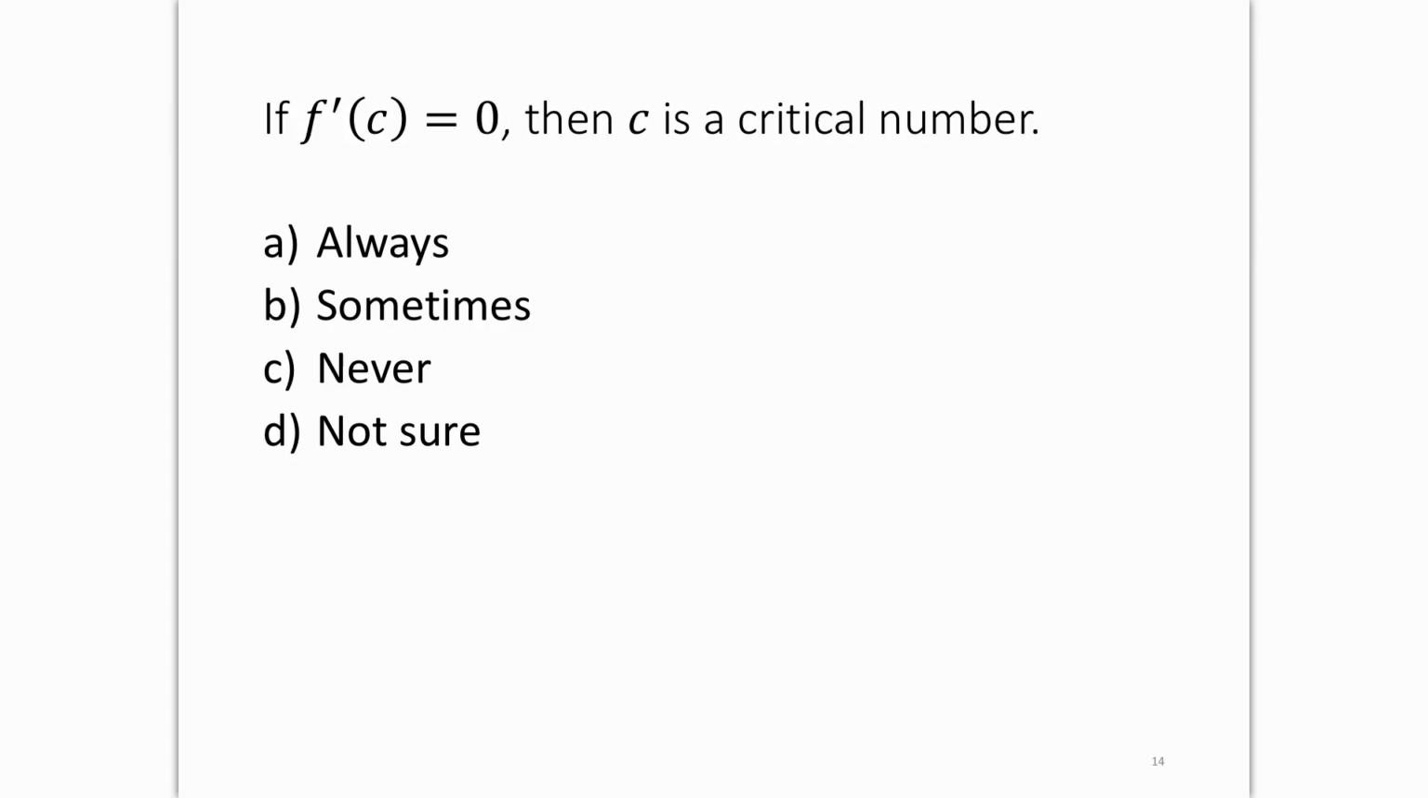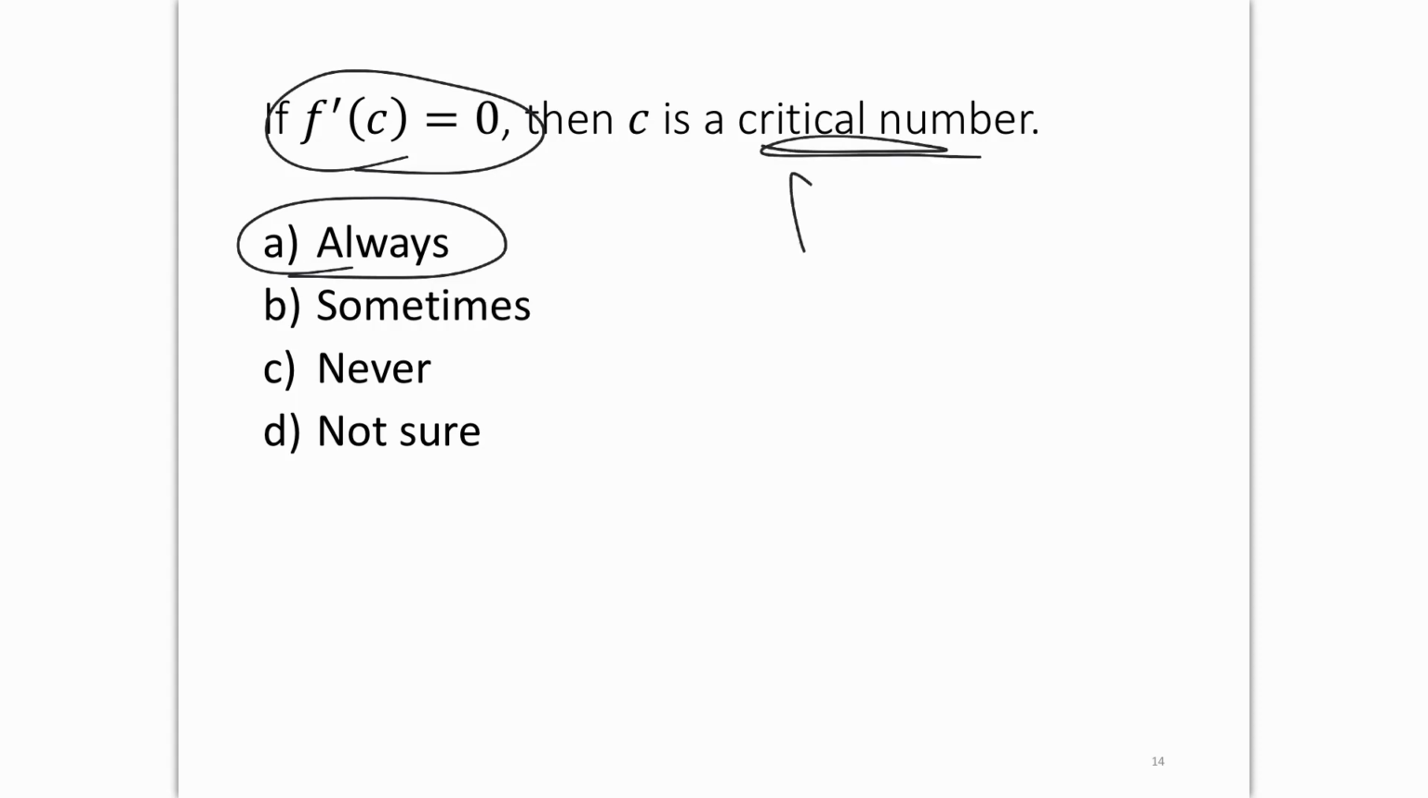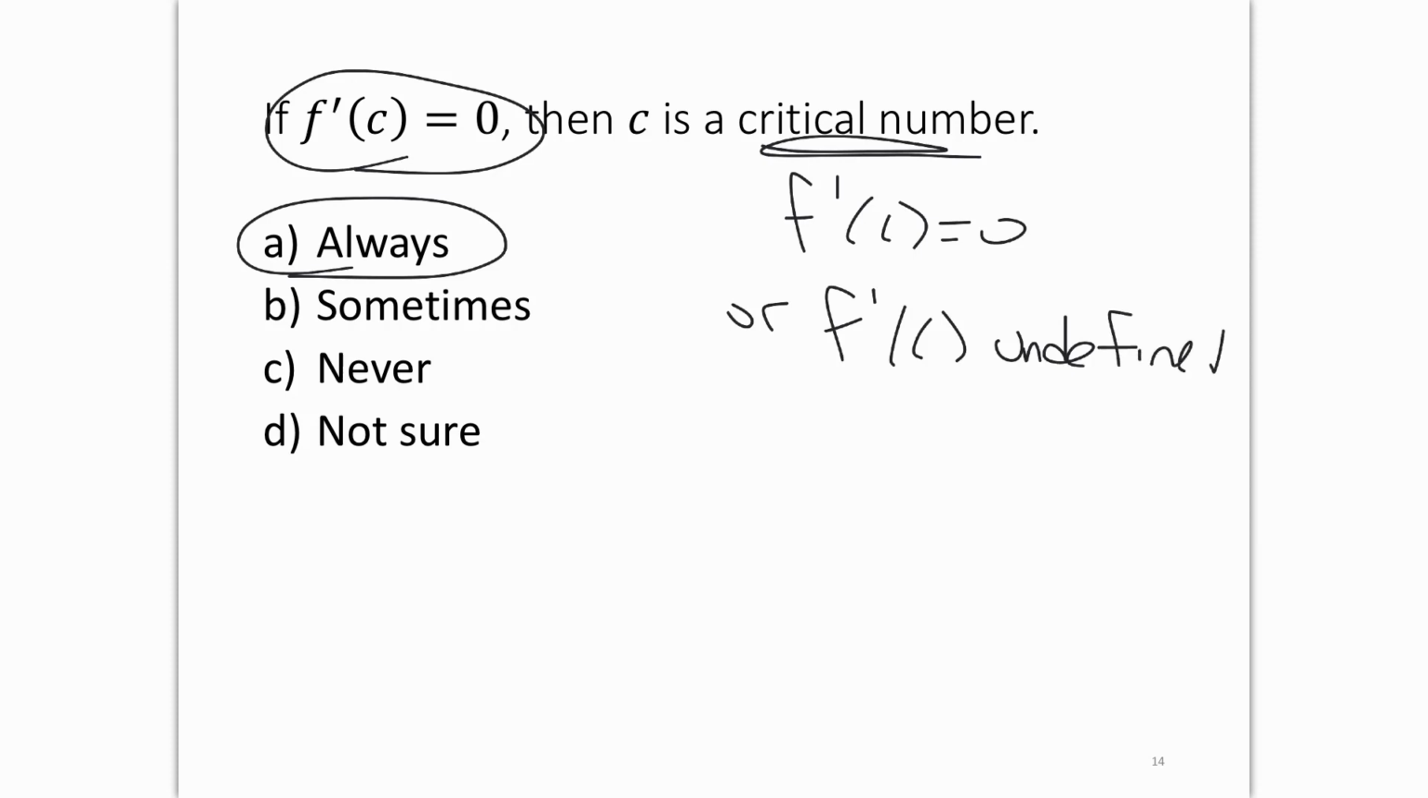If f prime C is equal to 0, then C is a critical number. Oh, it looks like we've reversed the statement. Is this always true, sometimes true, or never true? All right, well, if f prime C is equal to 0, then of course this is always true. This means that C is a critical number. It fits the definition. A critical number is where the derivative is 0 or the derivative is undefined. And so if the derivative is 0, well, certainly that's one of those options. And so then it will always be a critical number.